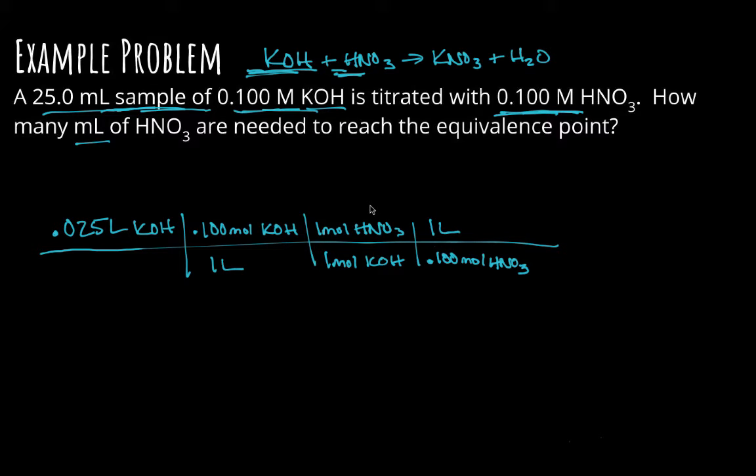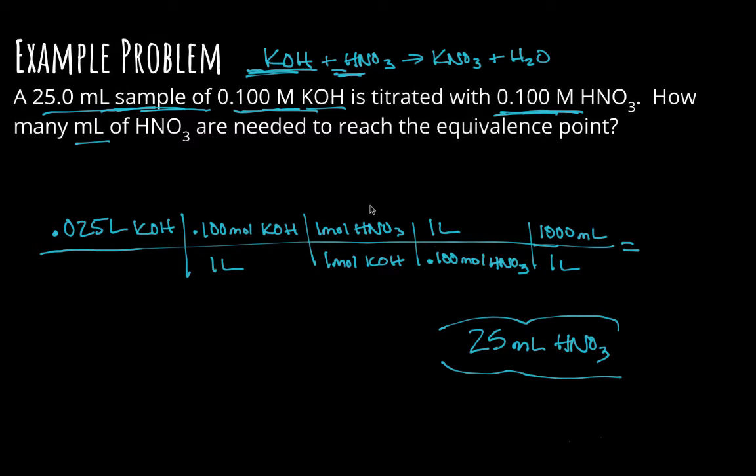And then since it wants milliliters, I'm going to do one more step here to convert to milliliters. Then I would need 25 milliliters of HNO3 to reach the equivalence point.